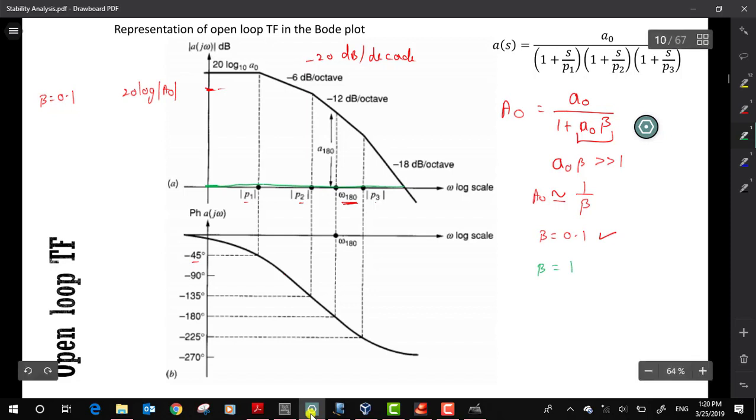We'll just come back to this, but as of now, we'll just talk with respect to beta equal to 0.1. Okay. So when it is 0.1, how will I draw this remaining graph? What did we do before?